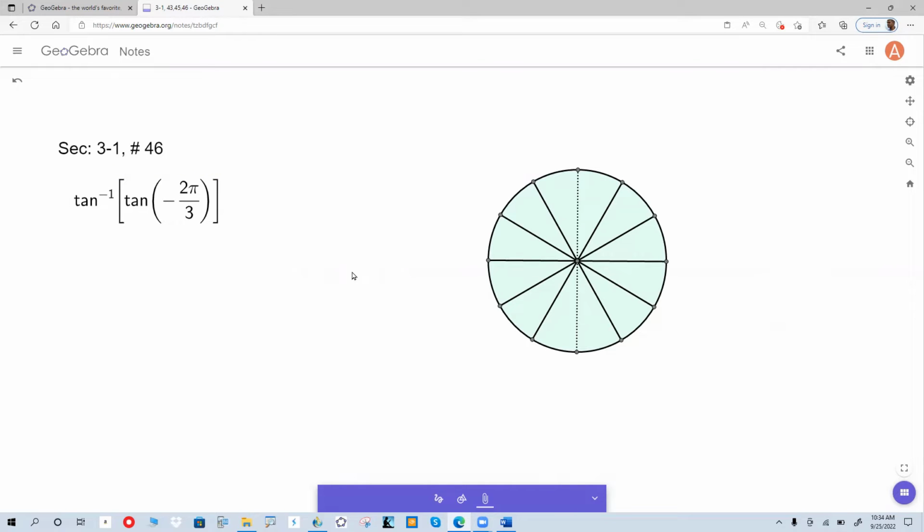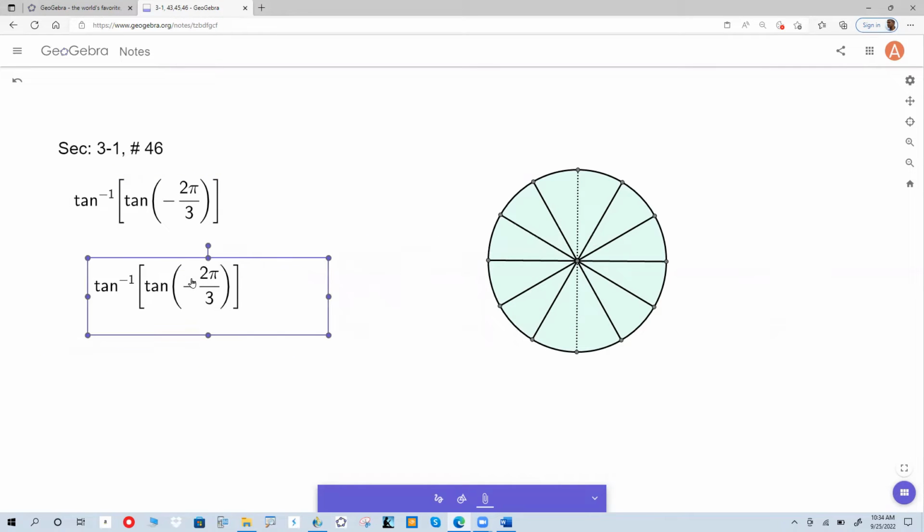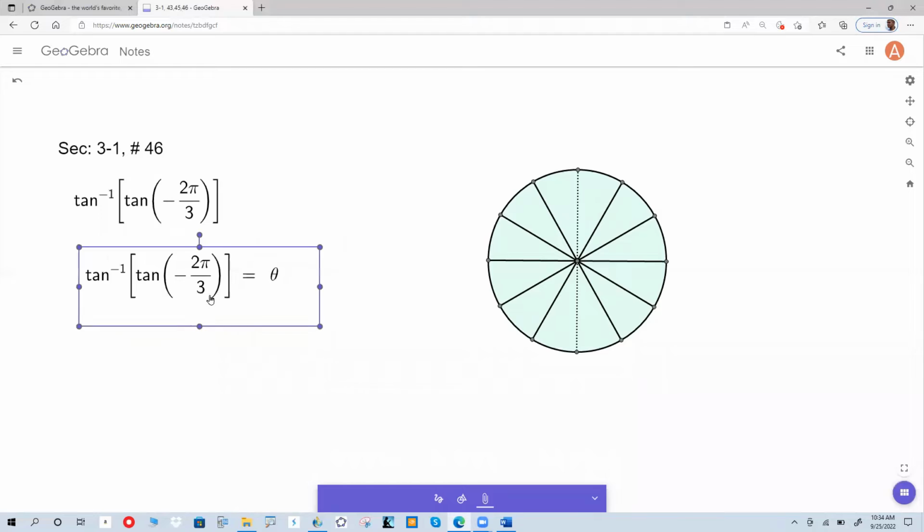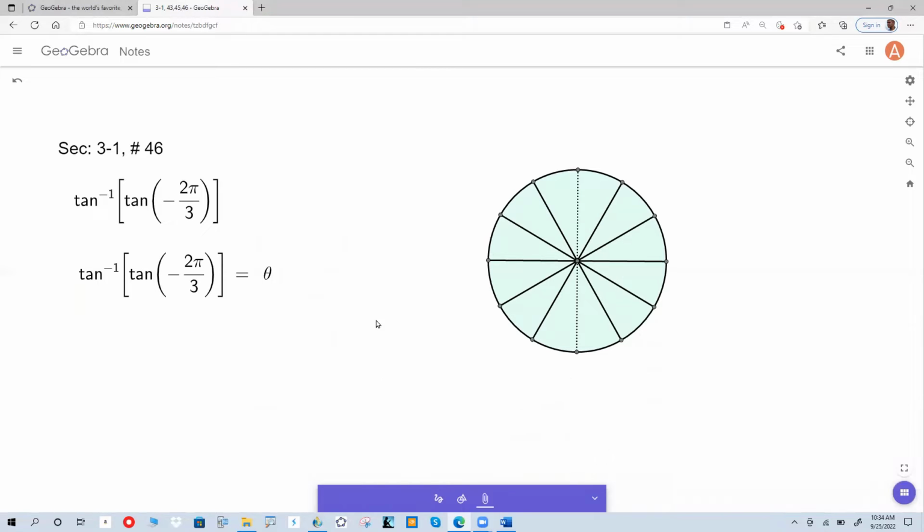We're going to first take this and set it up as equal to theta. Now, because we are defining tan inverse something as theta, theta is an angle, and it has to be in the right half of the unit circle. I'm looking for the value in the right half only. Okay, you have to keep that in mind.